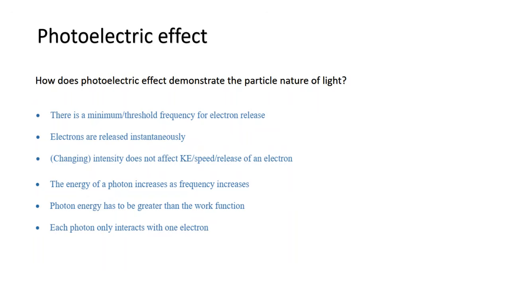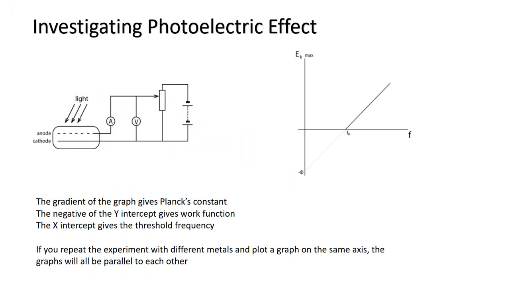So these are the points. There is a minimum or threshold frequency for electron release. Electrons are released instantaneously. Changing the intensity does not affect the kinetic energy or speed of the electron. The energy of a photon increases as frequency increases. Photon energy has to be greater than the work function. Each photon only interacts with one electron. So this is what you use to investigate photoelectric effect.